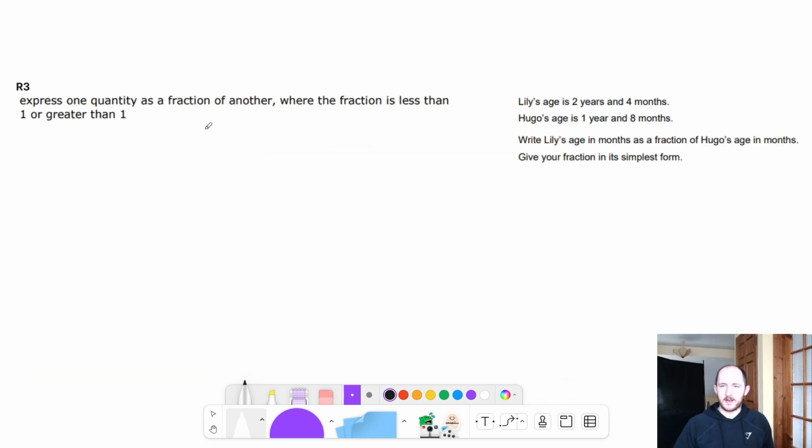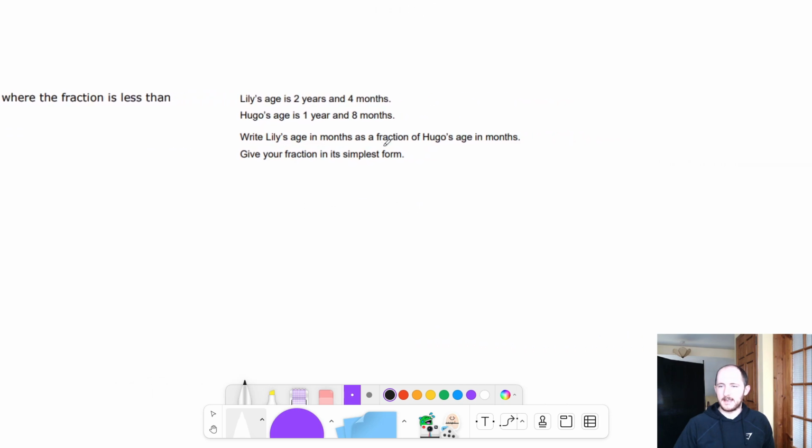Express one quantity as a fraction of another, where the fraction is less than 1 or greater than 1. So here we have write Lily's age as a fraction of Hugo's age. So Lily's age, and it says in months, so I'm going to change this all to months. So 2 years is 24 months, plus another 4 months would give me 28 months. So 1 year is obviously 12, plus another 8 gives me 20 months.